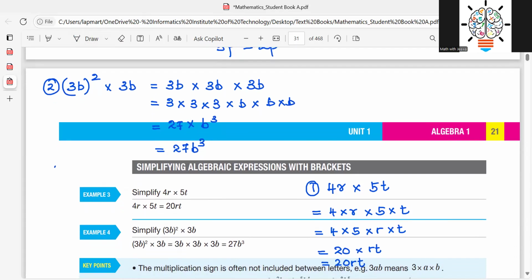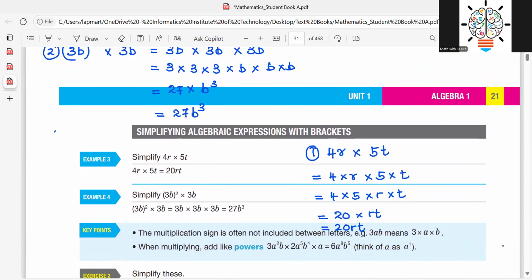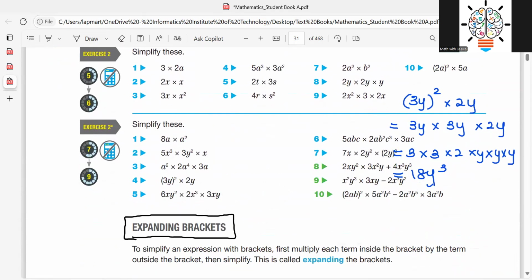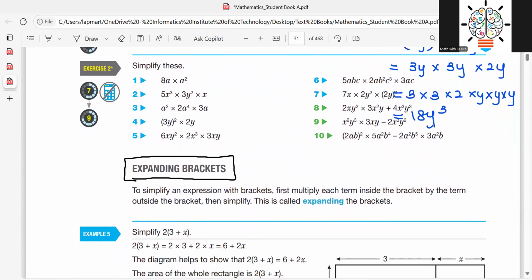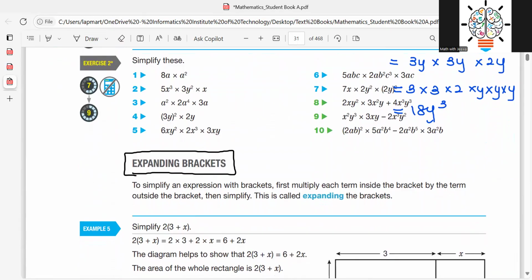Okay. So after copying down these 2 examples under this subtopic, simplifying algebraic expressions with brackets, you can write down the key points here. Then we are moving to expanding brackets. I'm just doing everything quickly, children, because you have done these things in grade 6, 7, 8. This is kind of a recap, revising what you have learned. So there are no complex theories in this unit. That is why I'm just moving on.